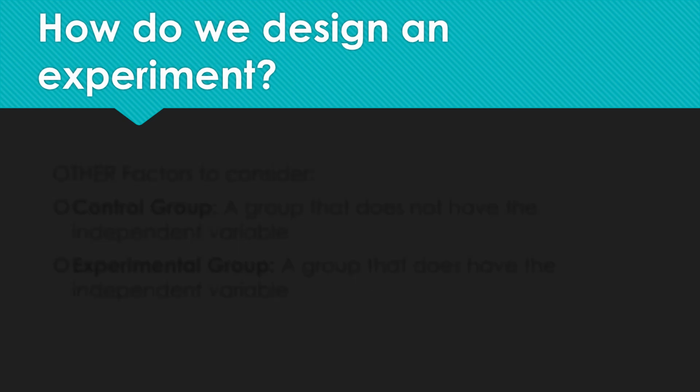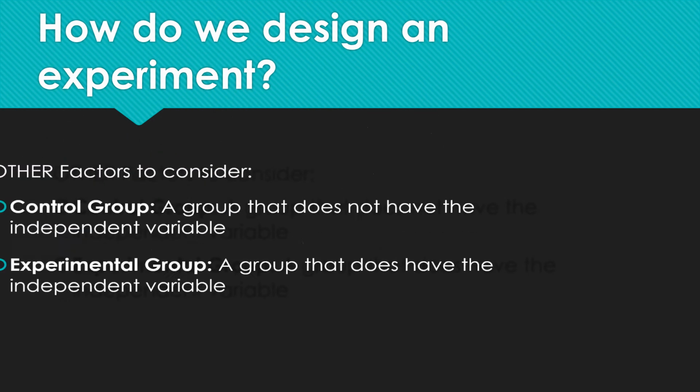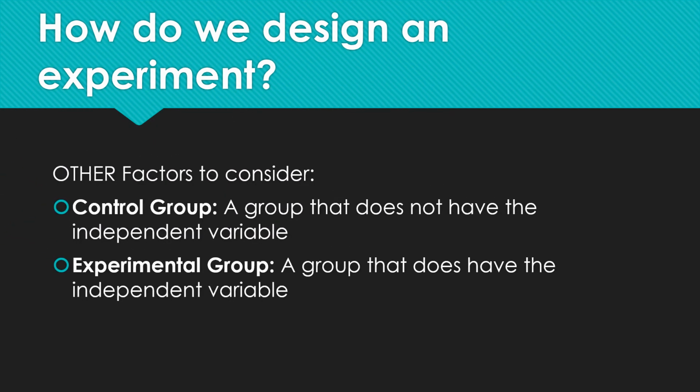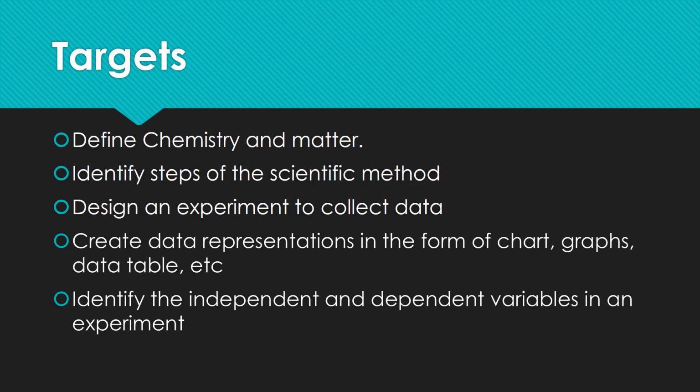So, how do we design an experiment, continued. Some other factors to consider when designing an experiment are your control group, or the group that does not have, I should say, the independent variable. And then your experimental group would be the group that does have the independent variable. And we'll talk about this tomorrow a little bit more with the activity we're going to do in class.